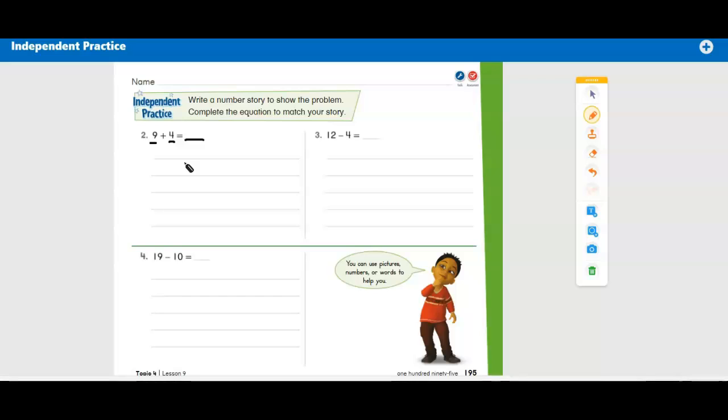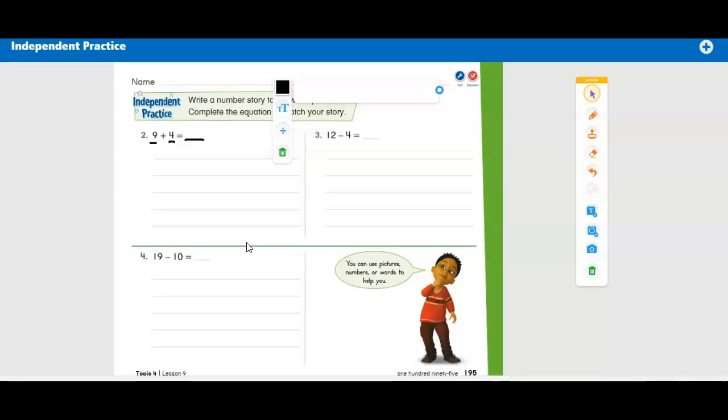Now you can use what I am going to say, or if you feel like you are ready to write your own story problem, you can also do that. So on number 2, let's think. Now again, I'm going to use my typing tool because my writing tool takes me a very long time to write with my mouse on the screen. So let's see, we have the numbers 9 and 4, and we have to write a problem where we can add them together. So first I like to think of what is my story problem going to be about.